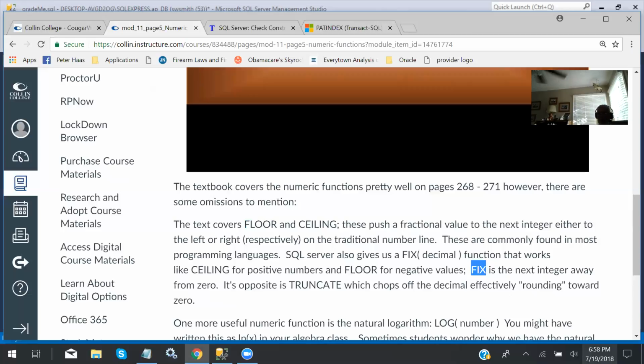And then the last one that is commonly found is truncate, and truncate chops off the decimal. In other words, it kind of rounds, but it always goes towards 0. So truncate 3.6 chops it off, it goes to 3. Truncate negative 3.6 chops it off, it is negative 3. So truncate is the opposite of fix.